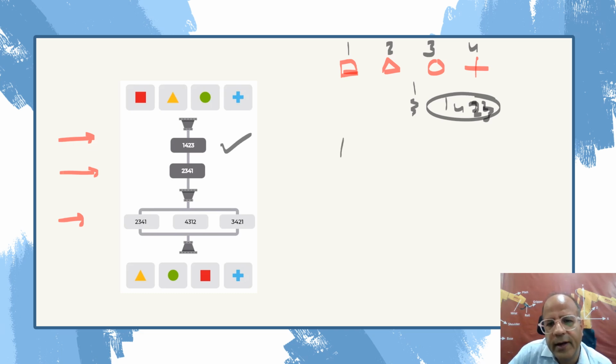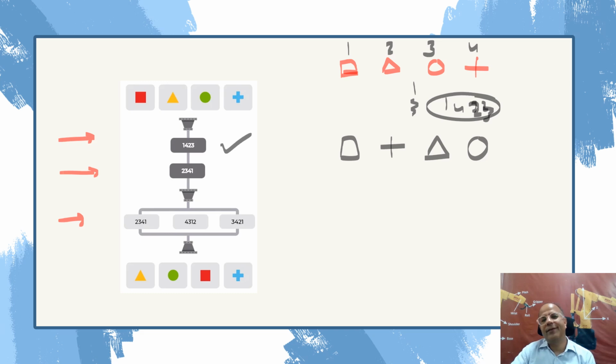they would transform like this: 1 is going to remain at the same position, followed by 4. Followed by 4 would mean a plus sign, followed by 2 that would mean a triangle, and followed by 3 that would mean a circle. So after the first switching, this is the scenario.